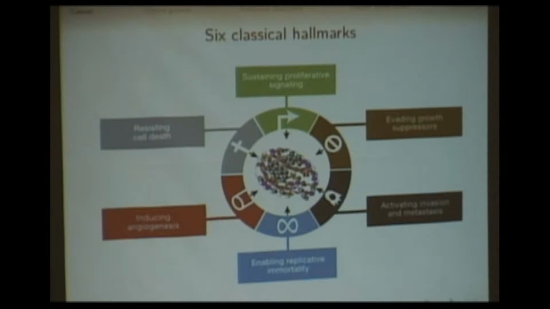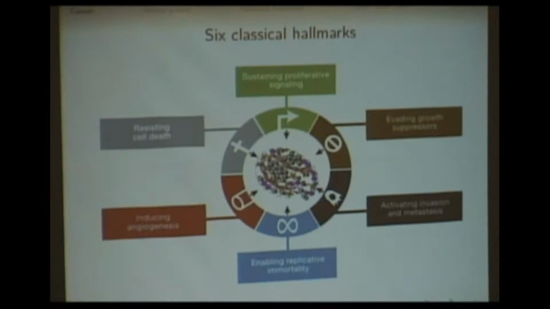And then there are other characteristics. For example, the black one here is active invasion and metastasis. This, of course, is often the final stage of an invasive cancer. And if a cancer has metastasized, it's really, really hard to treat. And it's a bad prognosis for the patient.